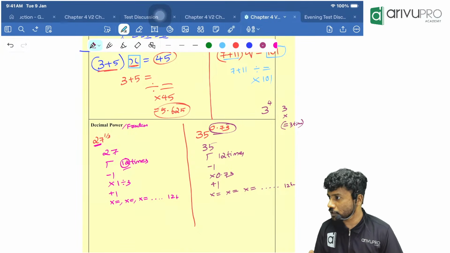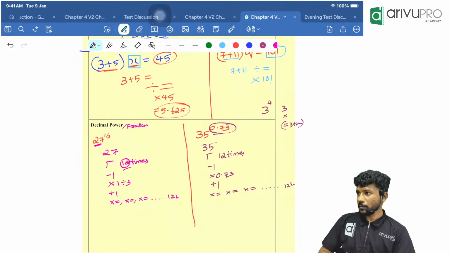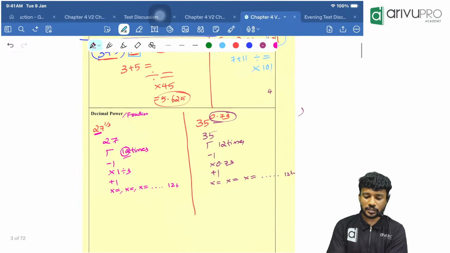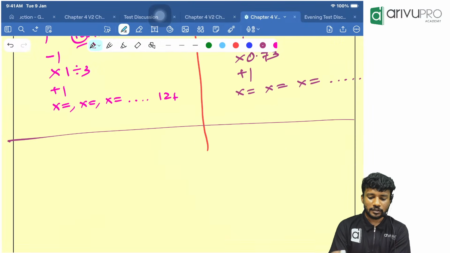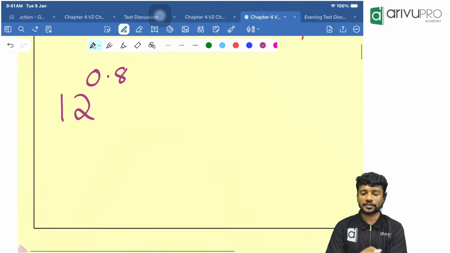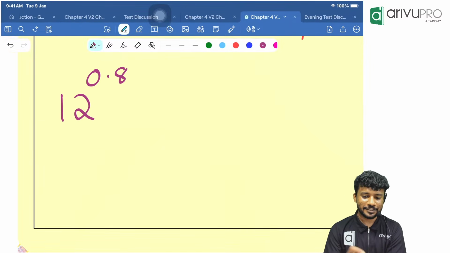Okay. Samyukta, did you get the point? Please confirm it to me. Yes. Then another question. One person said 12, right? 12 raised to 0.8. I want you to find the value of 12 raised to 0.8. Everyone, take the calculator and try.